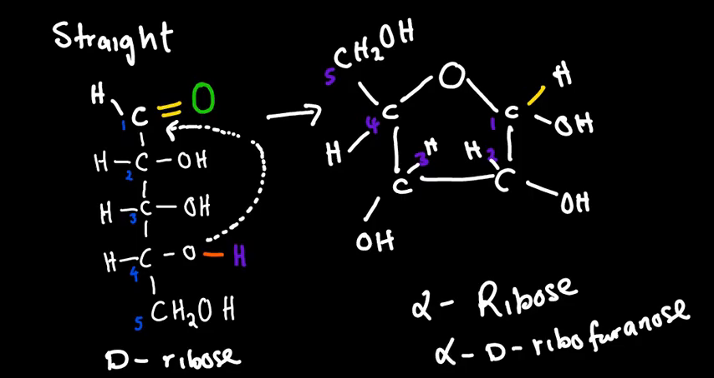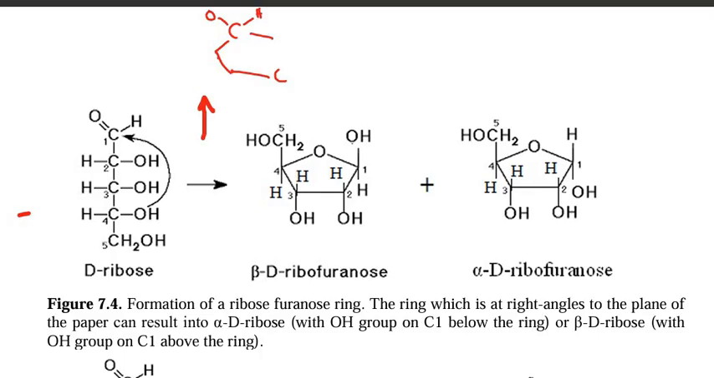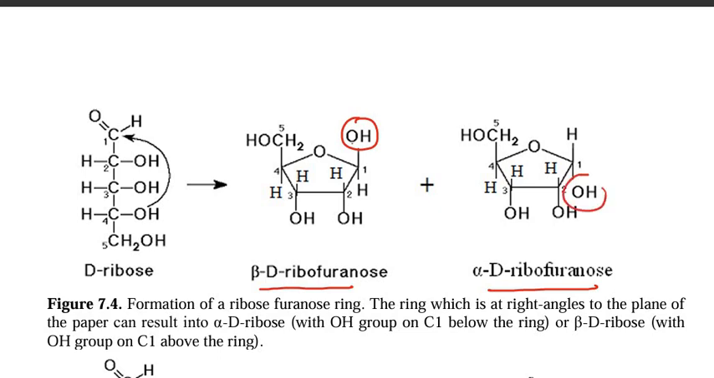So this is what they're trying to illustrate here, to say straight line expressions, or rather molecules, can sometimes be converted into these ring-like structures. You can either have the beta one or the alpha one. It just depends on the location of this hydroxyl group. If it's below, that's alpha, and when it's above, we call it a beta type of structure.